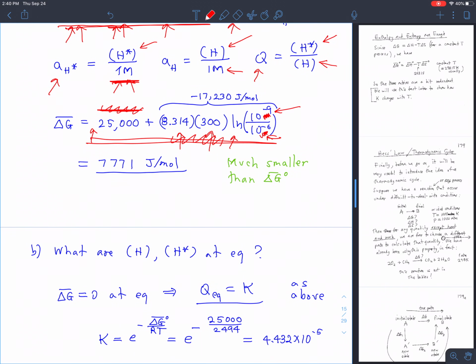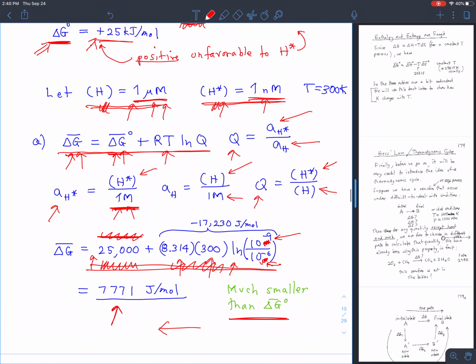The rest is arithmetic, and you get that instead of 25,000 joules of unfavorable free energy, it's only about 8,000 unfavorable joules of free energy. So the driving force for going backwards, actually, is much smaller than the standard state driving force because we already have a very small amount of the closed form, right?